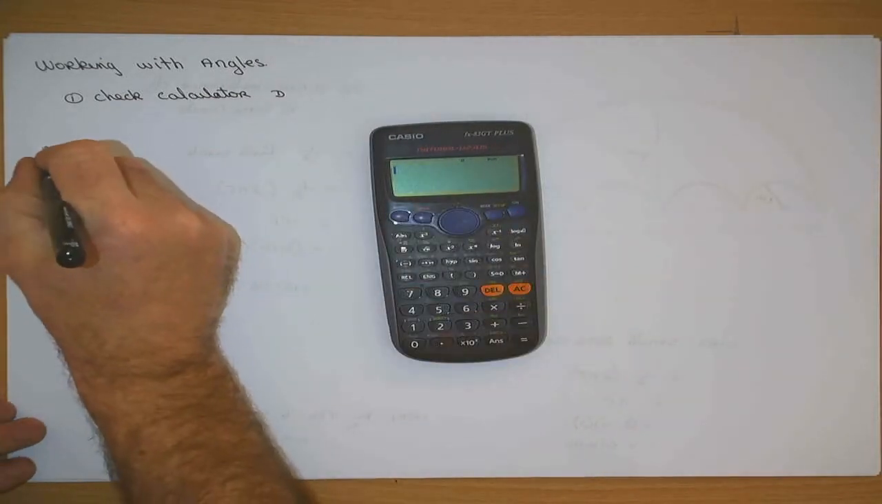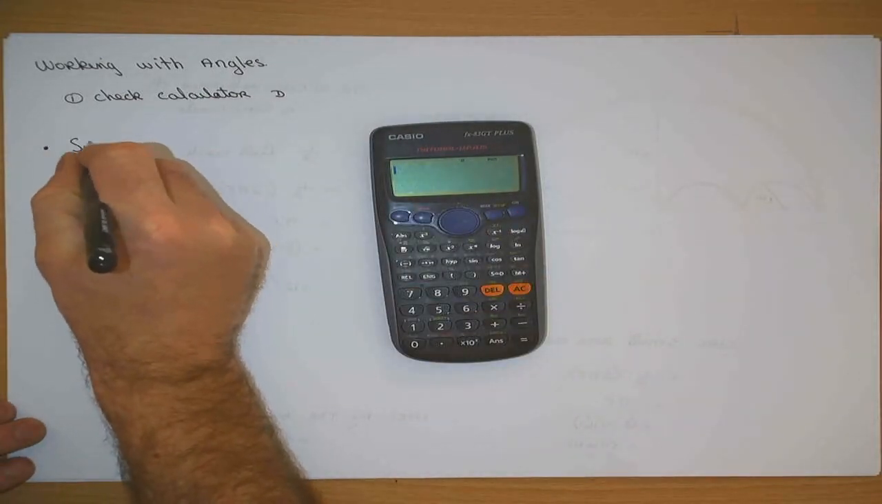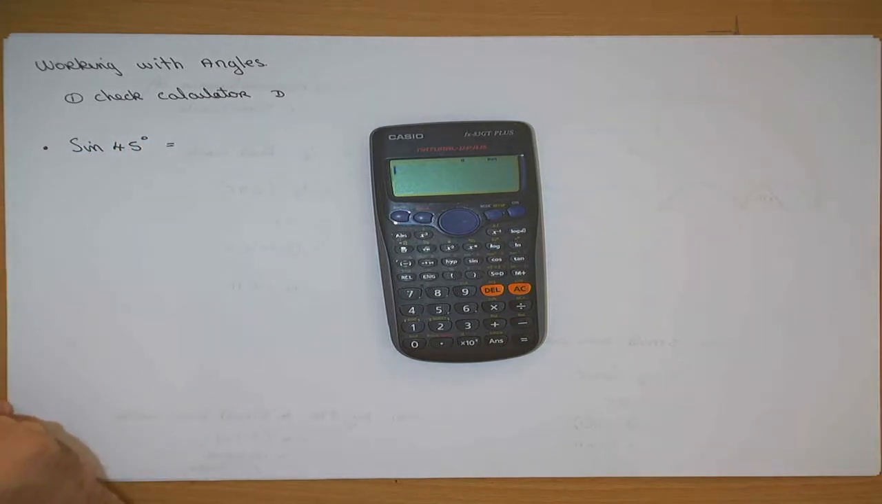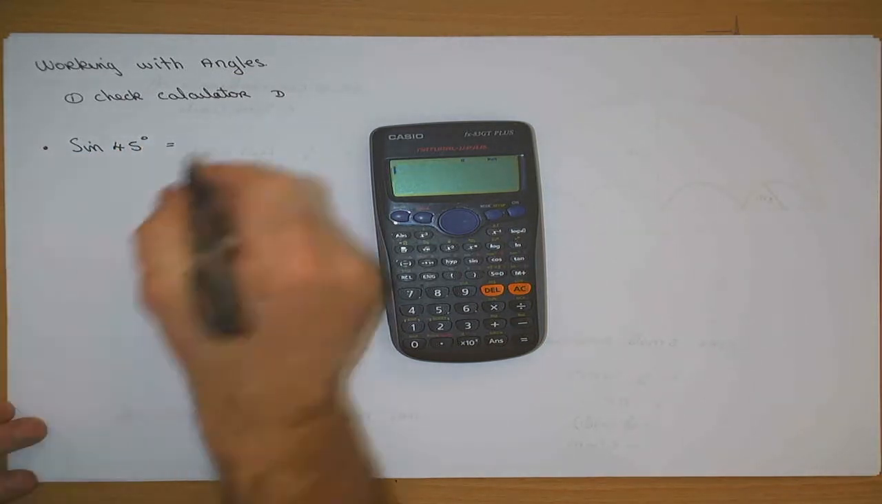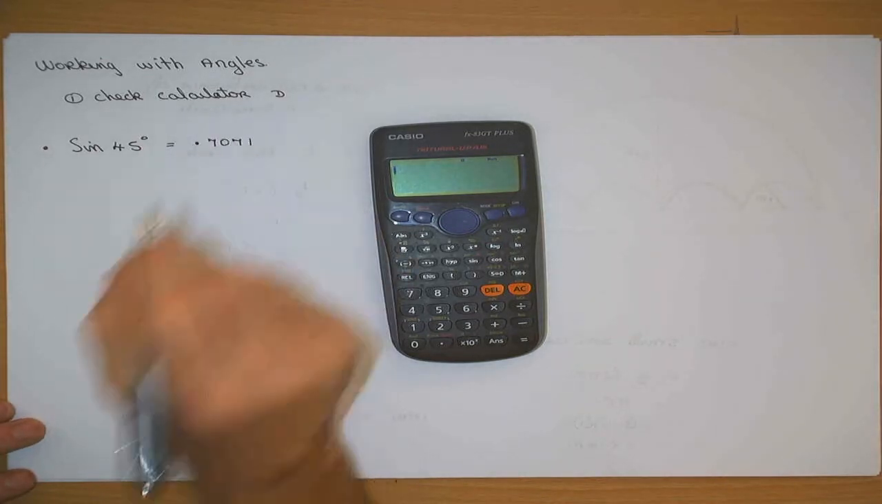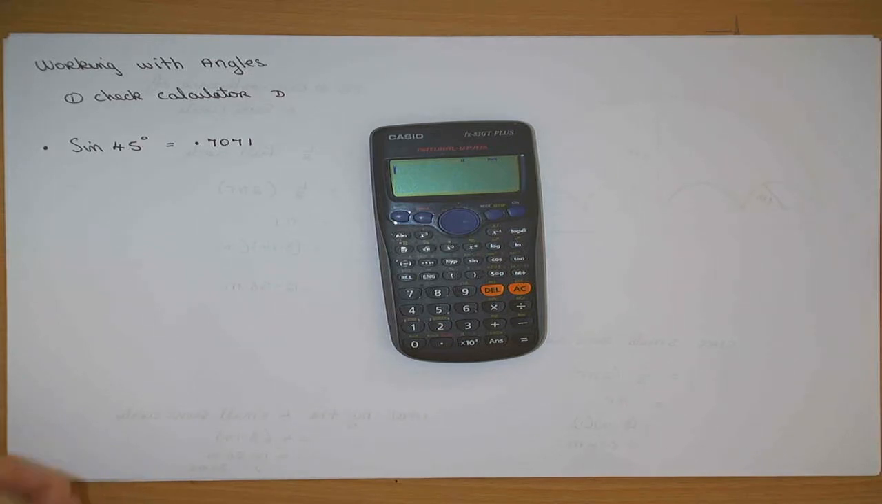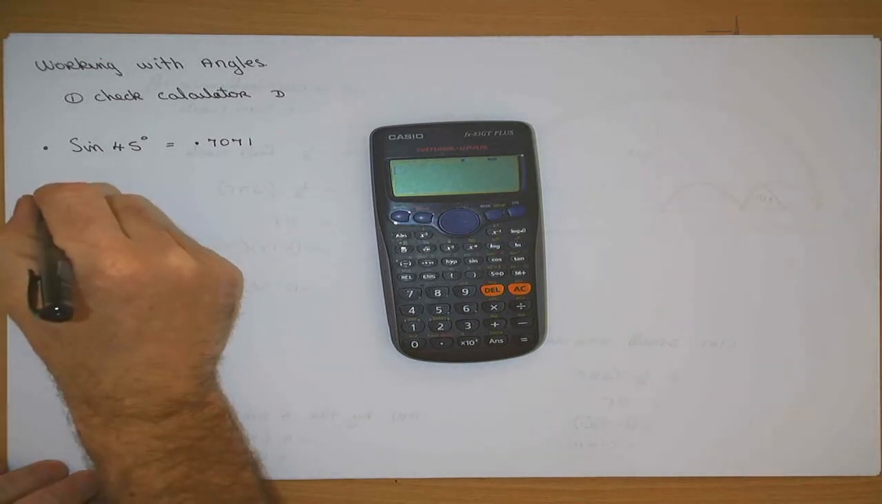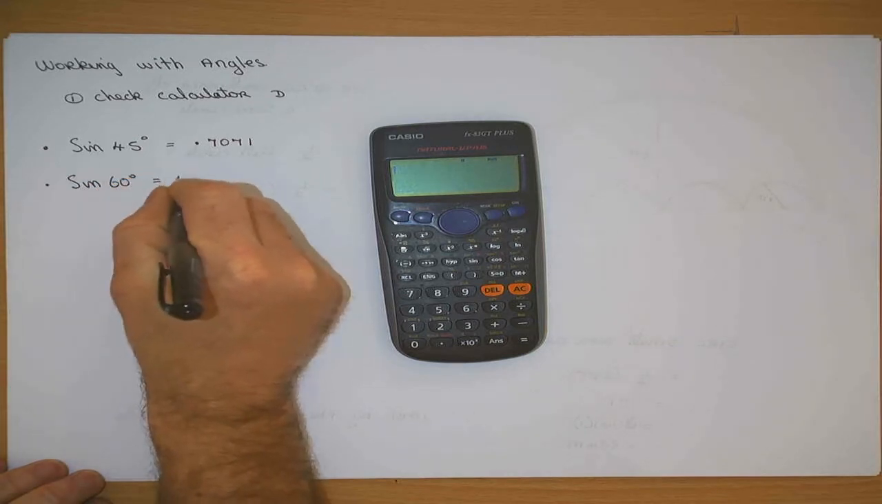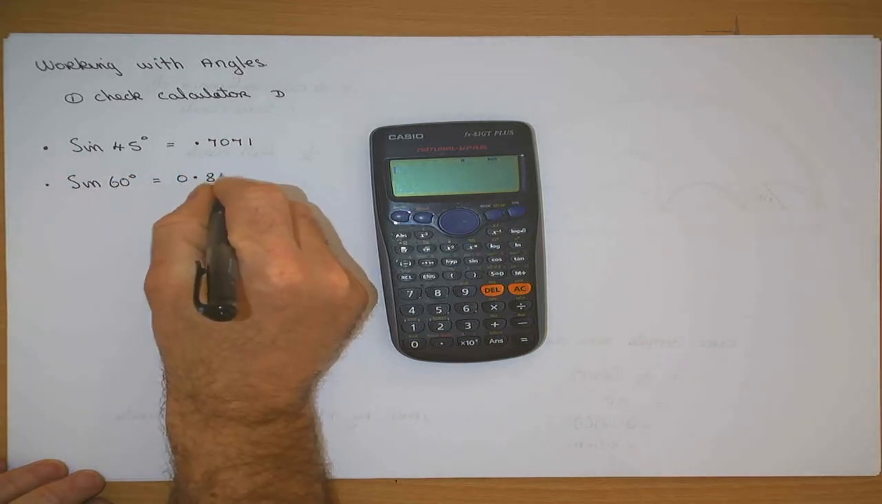You can first of all look up the sine of an angle. You could look up the sine of 45 degrees is equal to. You'll hit sine 45 is equal to, should get 0.7071. If you don't get that, your calculator isn't set in degrees. Right? If you looked up the sine of 60 degrees, your calculator should give 0.866.